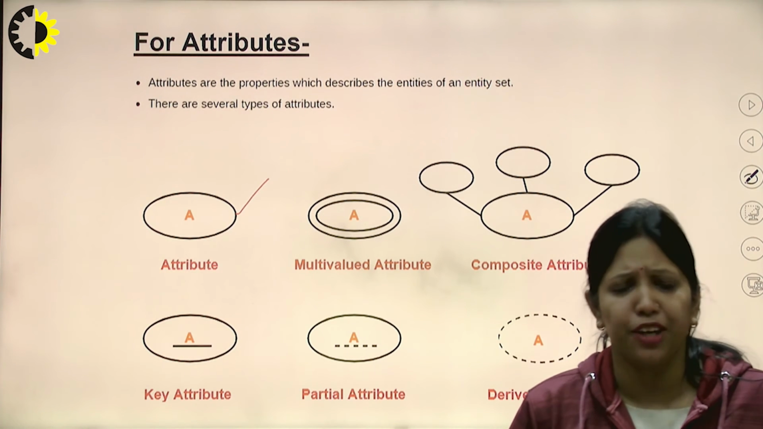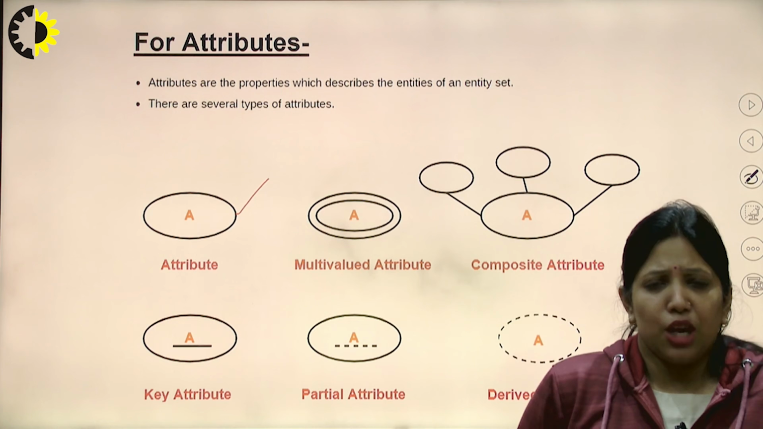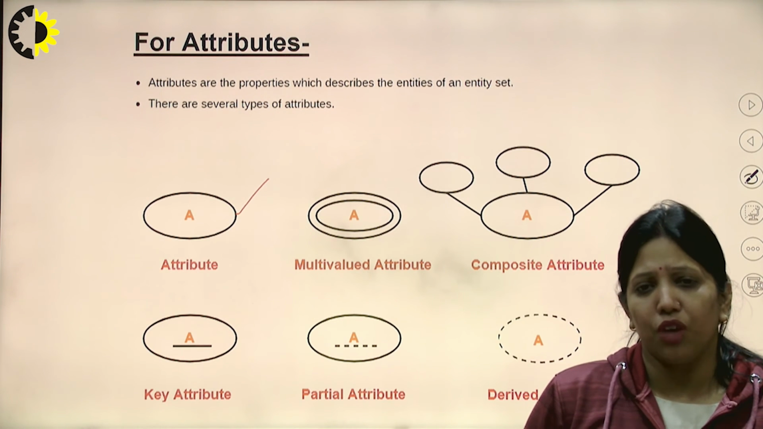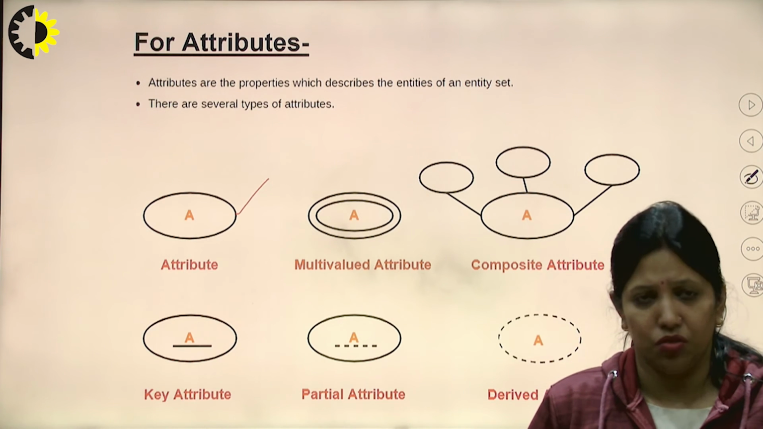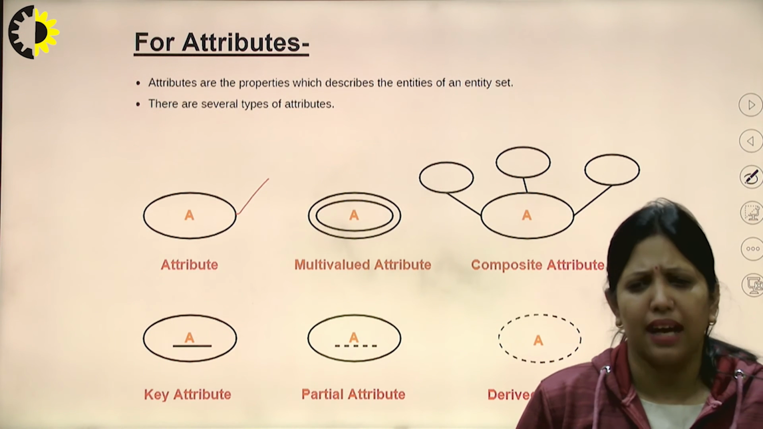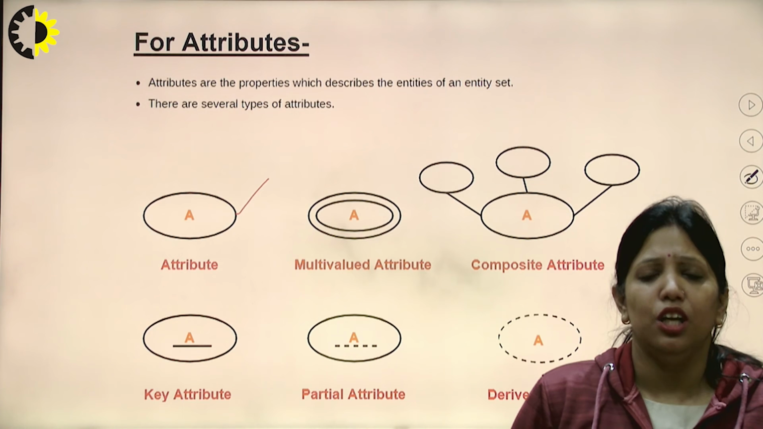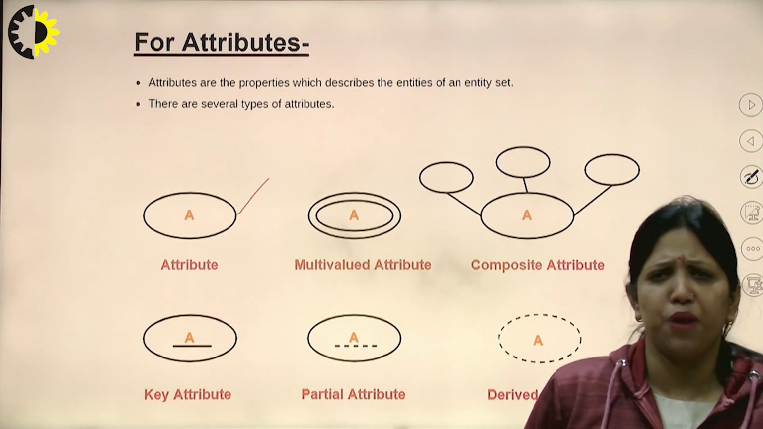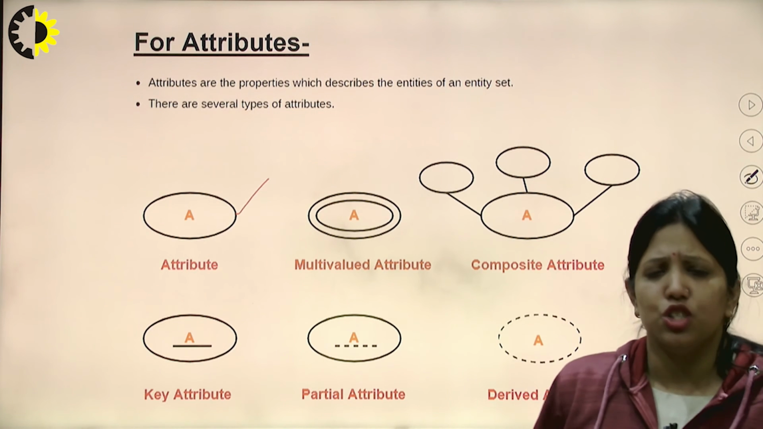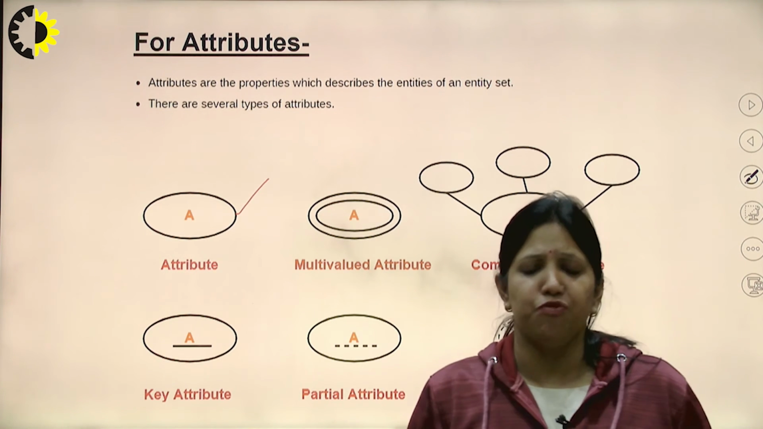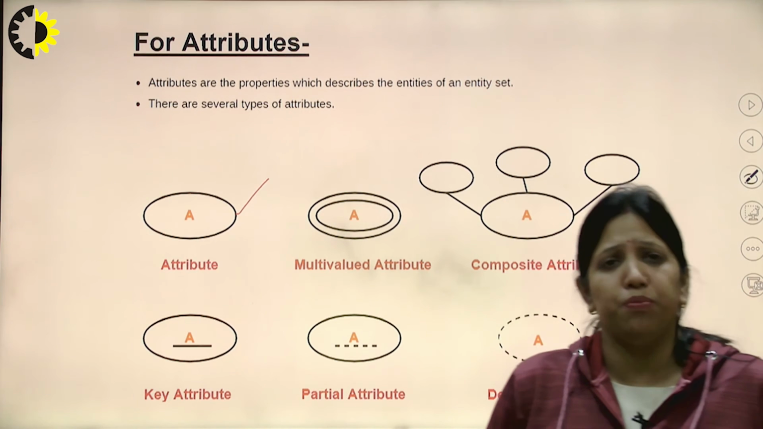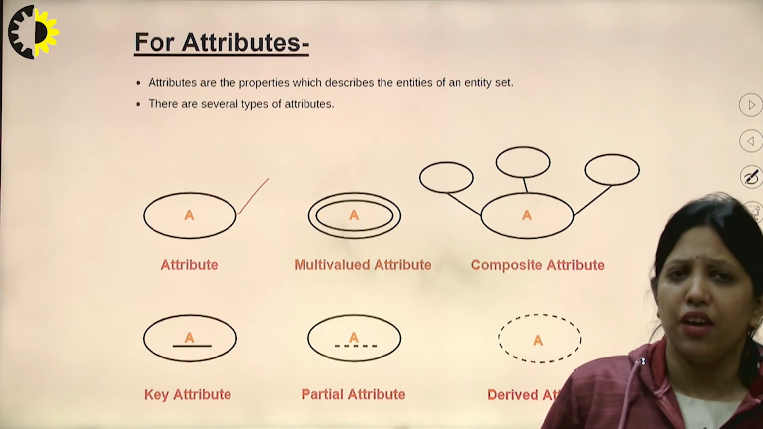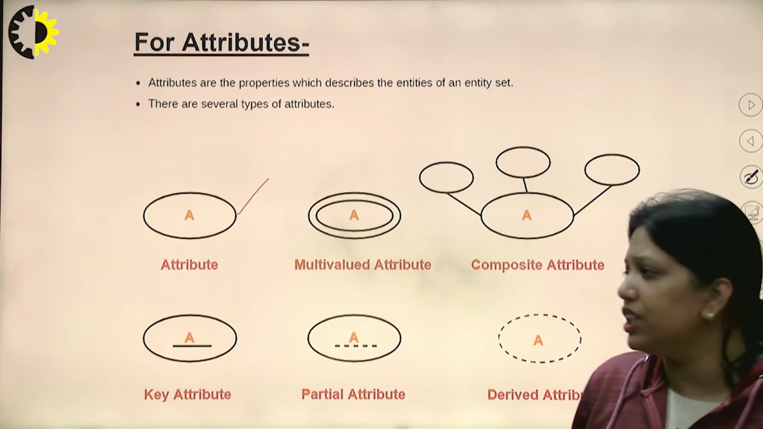Then we have the multivalued attribute. A multivalued attribute is one for which we have a number of values. For example, phone number, or the address of a person. For example, a person has two addresses, one permanent and one temporary address. So for address we have more than one value, and for phone number also we have more than one value. So these are multivalued attributes, and the shape we use for them is the double oval shape.